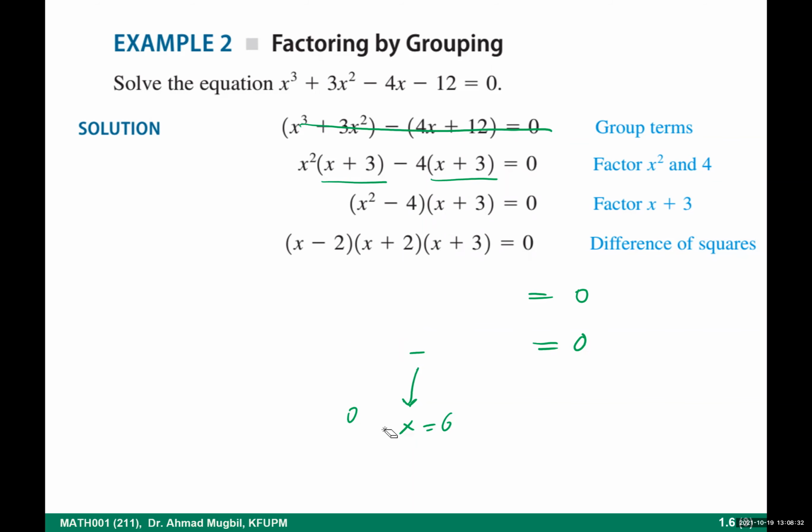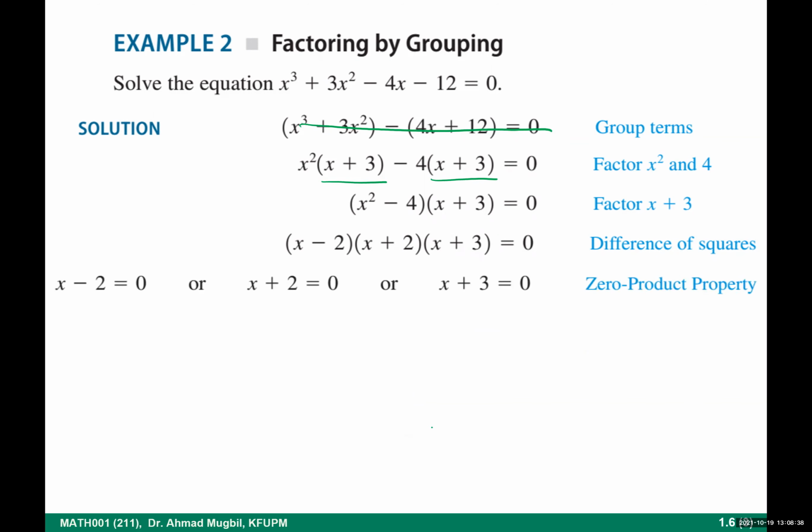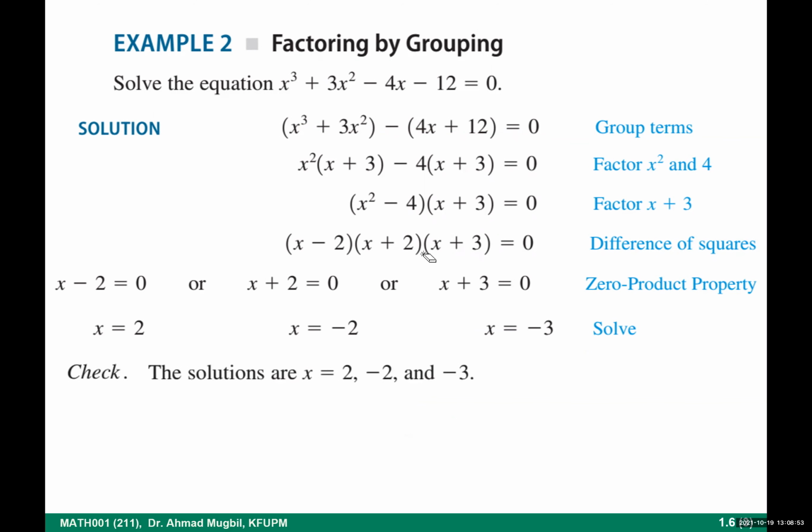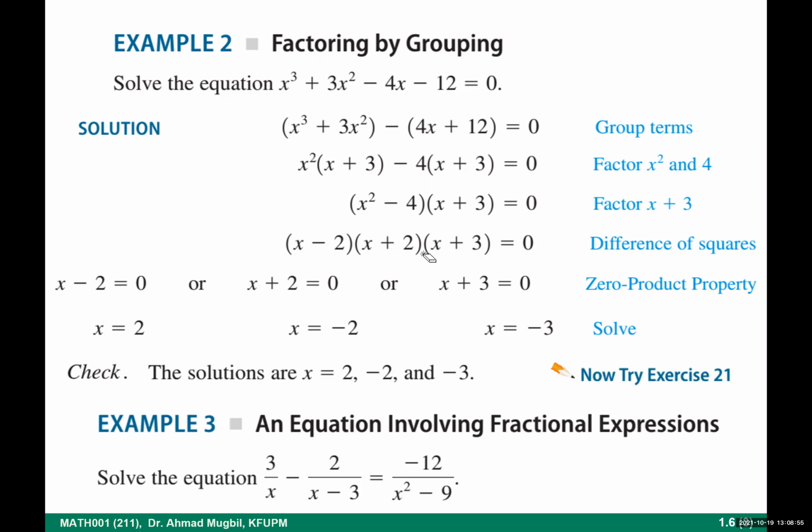Now 3 factors equal to 0. Then by the zero product property, we have x is 2 or -2 or -3. Usually they will ask you about the number of solutions, the sum of the solutions, the product of solutions. It is better to check when you have a polynomial equation.